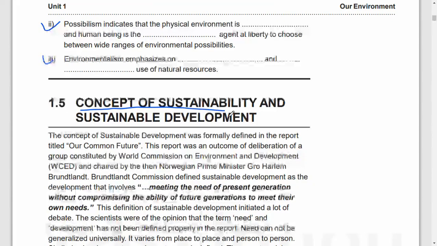Concept of sustainability and sustainable development.